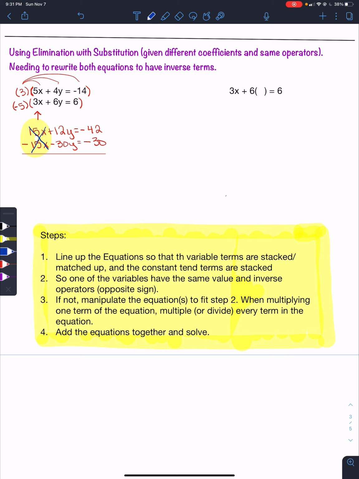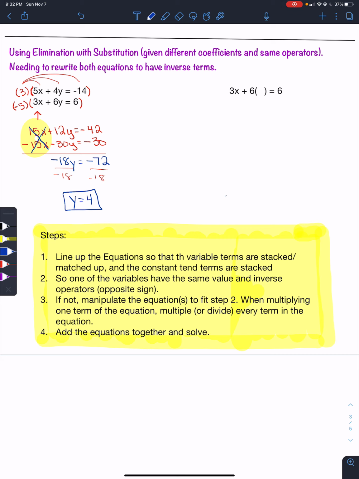12y minus 30y gives me negative 18y. Negative 42 and negative 30 give me negative 72. Divide them both by negative 18. And we get y equals positive 4. So negative divided by a negative makes it a positive.